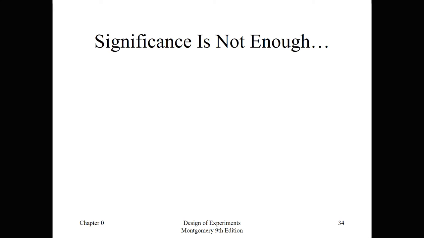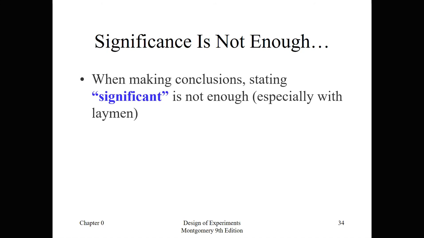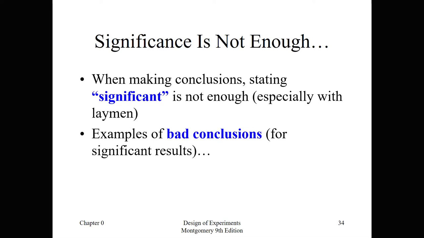So significance is not enough. When we're making conclusions, stating that a relationship was significant is just not enough to really describe or give a takeaway to a reader when trying to summarize your results. Let's look at a couple bad conclusions.